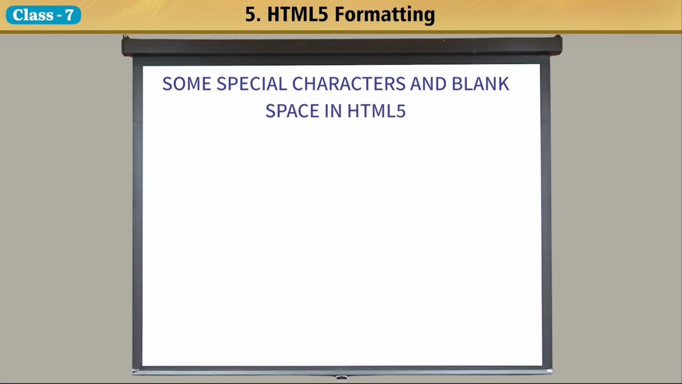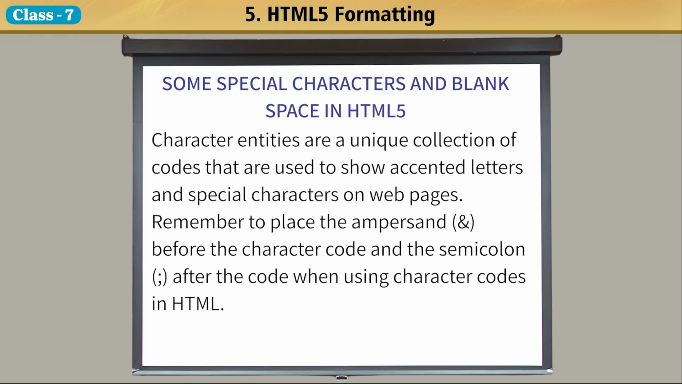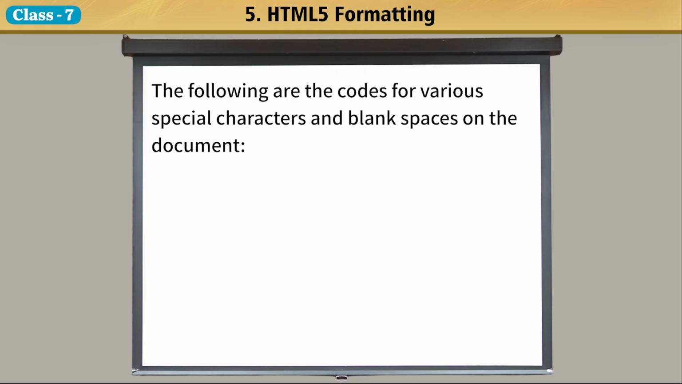Some special characters and blank space in HTML5. Character entities are a unique collection of codes that are used to show accented letters and special characters on web pages. Remember to place the ampersand before the character code and the semicolon after the code when using character codes in HTML. The following are the codes for various special characters and blank spaces on the document.